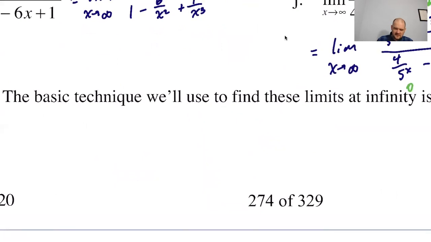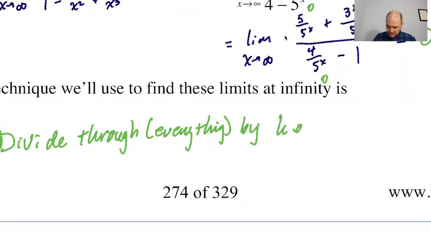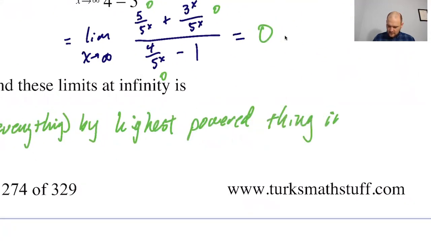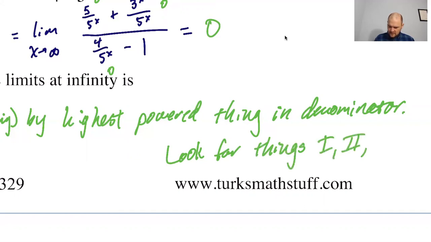So what are we going to do? To find these limits, we're going to divide through everything by generally the highest powered thing in the denominator. And then we look to use things 1, 2, and 3.